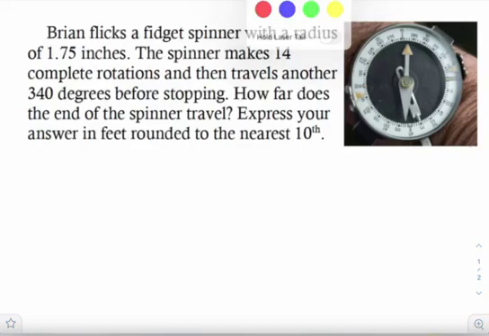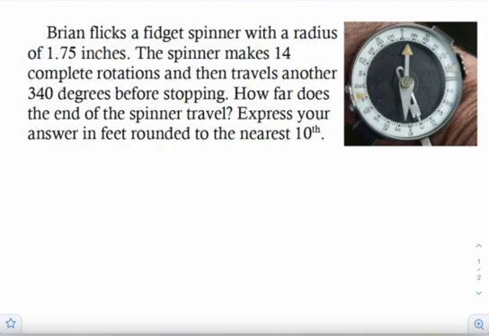With this problem, we have someone who flicks a spinner. The radius is 1.75 inches. The spinner makes 14 complete rotations and then travels another 340 degrees before stopping. How far does the end of the spinner travel? Express your answer in feet, rounded to the nearest tenth.